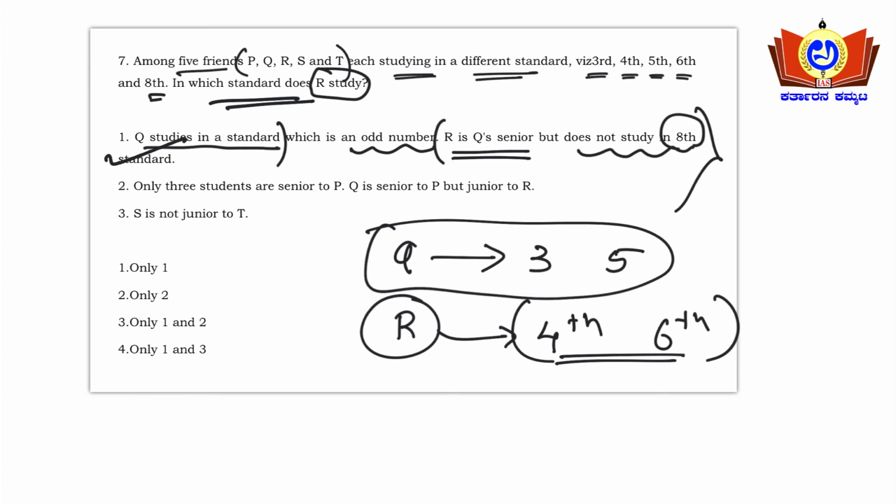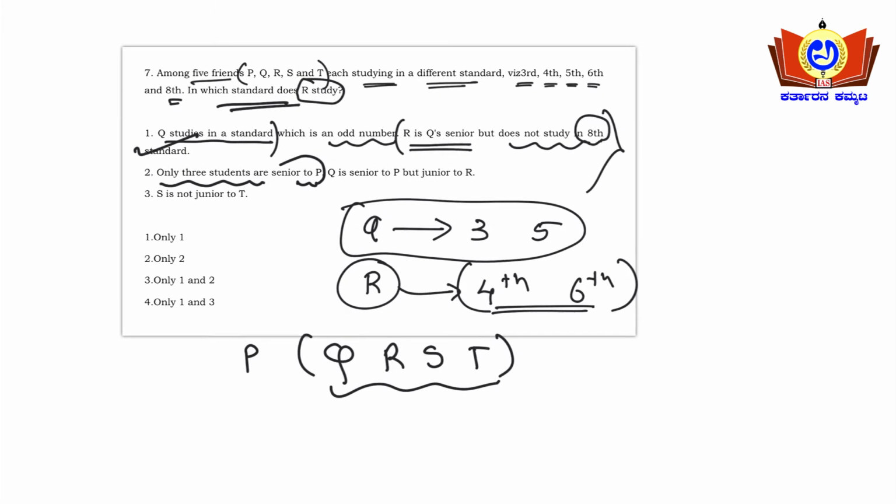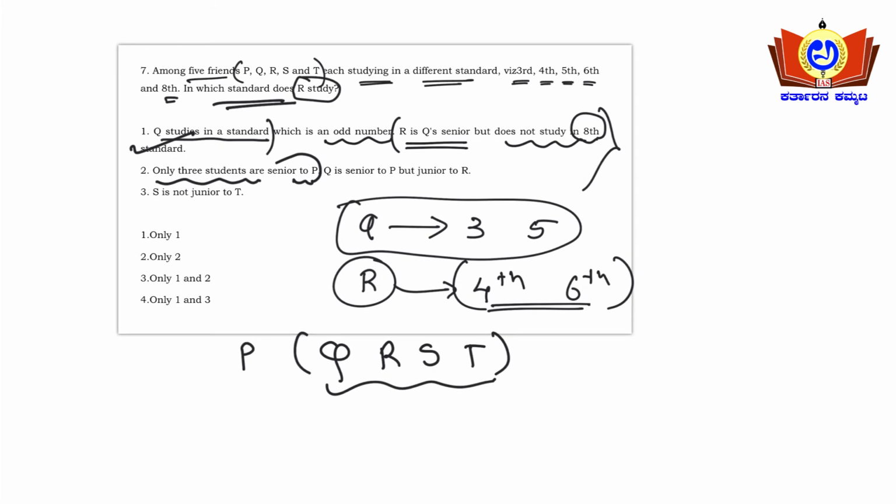Now from statement 2, only 3 students are senior to P. So P will be there and 3 students are senior to P here. They might be either Q or R or S or T. Amongst these, only 3 people are senior to P. Amongst these 4 students, 3 are senior to P, that means one student will be junior to P.